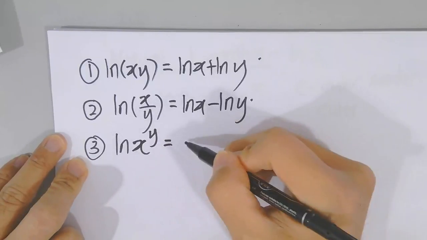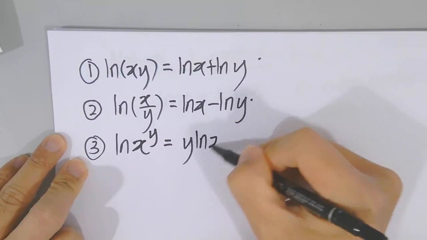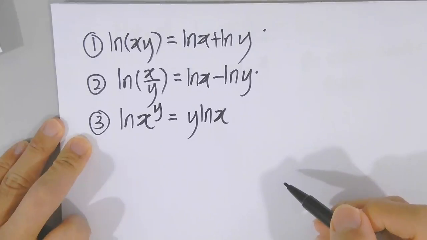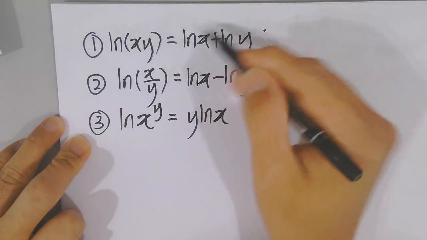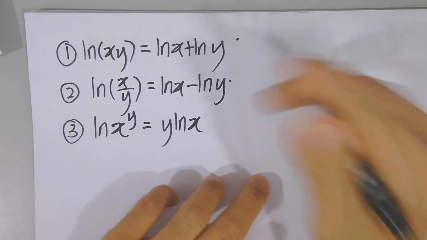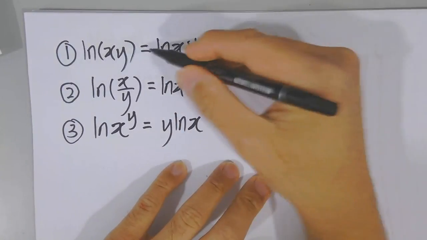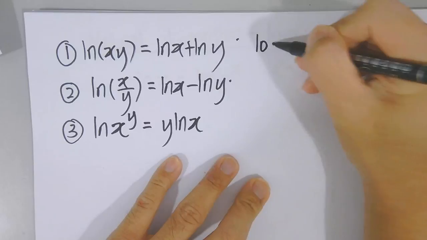You actually can bring forward the y, so it becomes y ln x. This is the main thing that you should know. Why can we apply this? We follow this rule here.